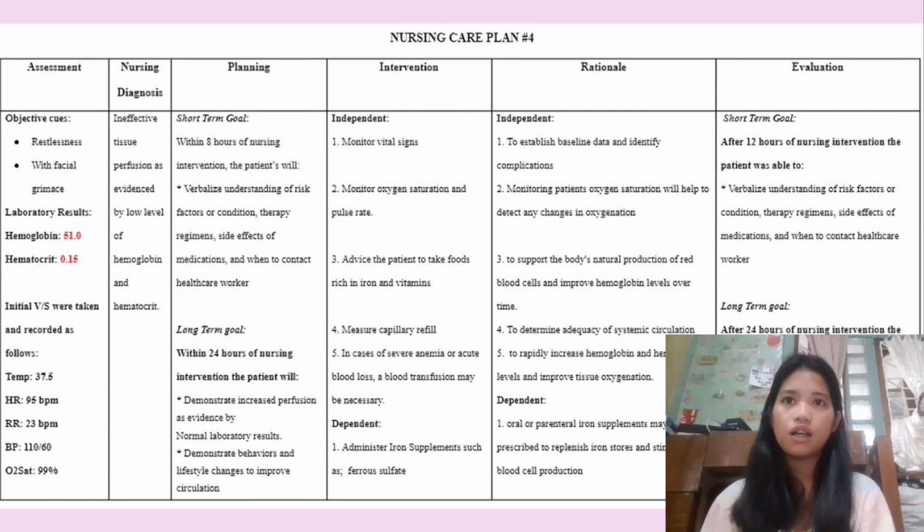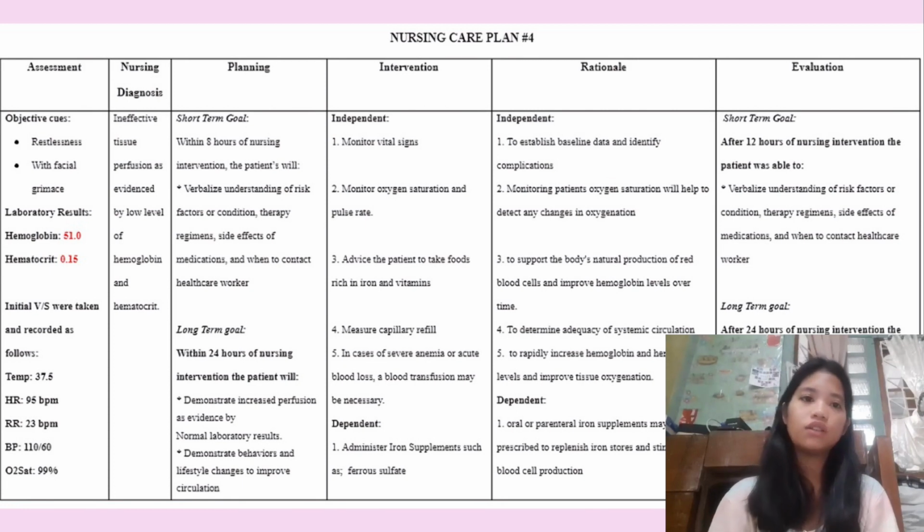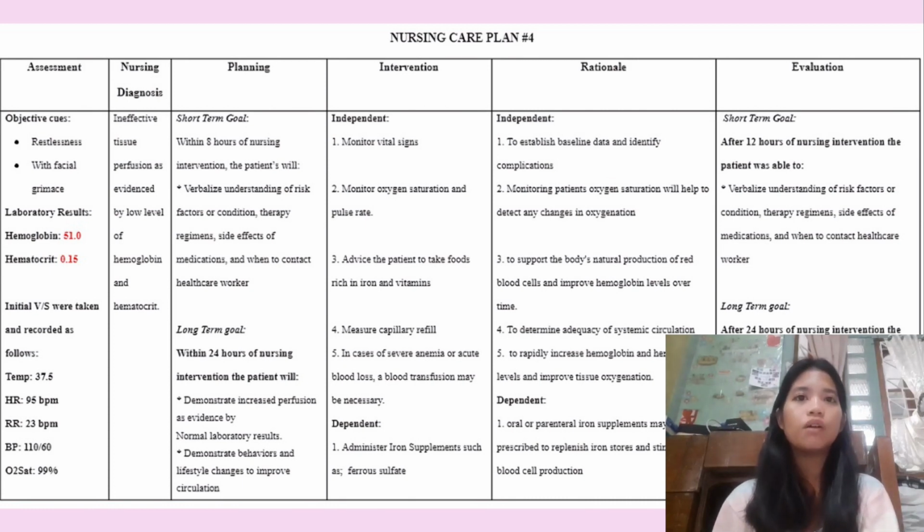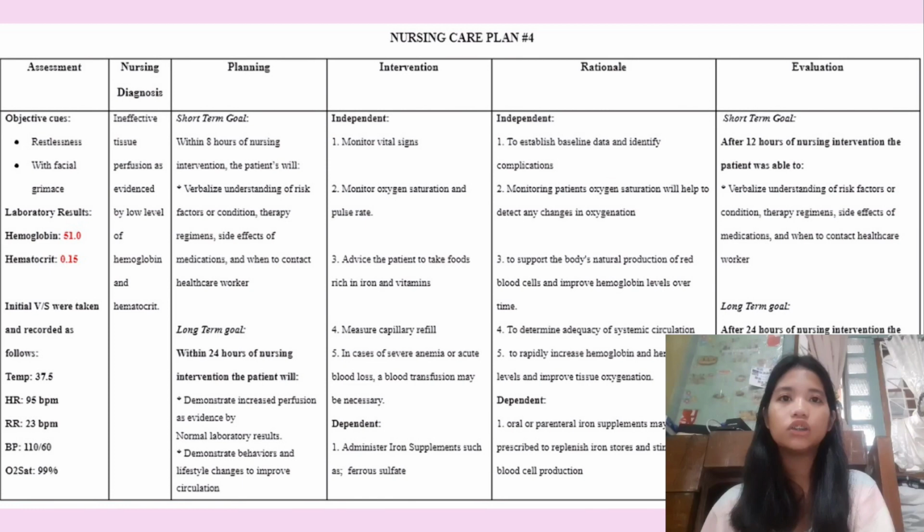So fourth is measure capillary refill. This is to determine adequacy of systemic circulation, and in cases of severe anemia or acute blood loss, a blood transfusion may be necessary. So this is to rapidly increase hemoglobin and hematocrit levels and improve tissue oxygenation. So for the dependent, administer iron supplements such as ferrous sulfate. Oral and parenteral iron supplements may be prescribed to replenish iron stores and stimulate red blood cell production.